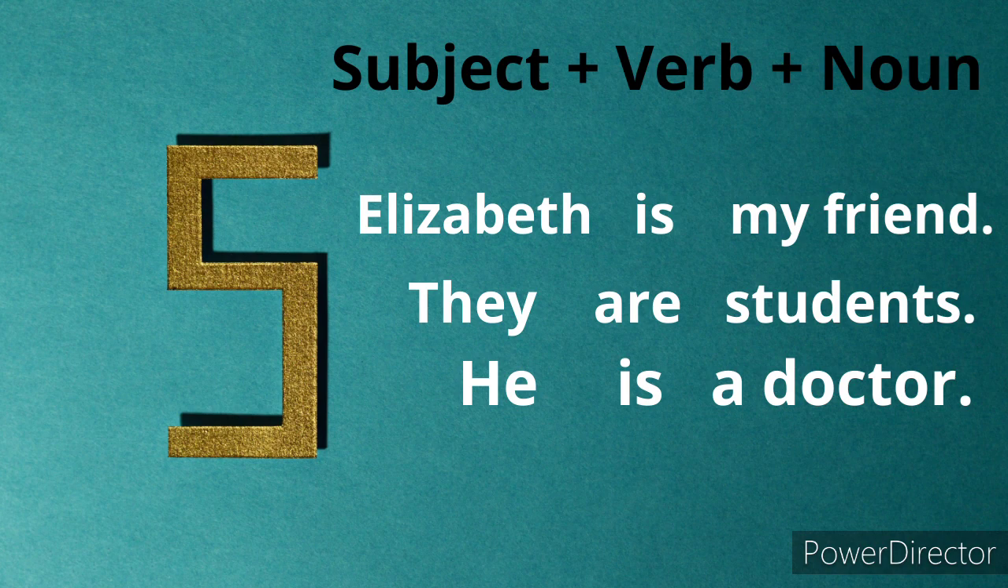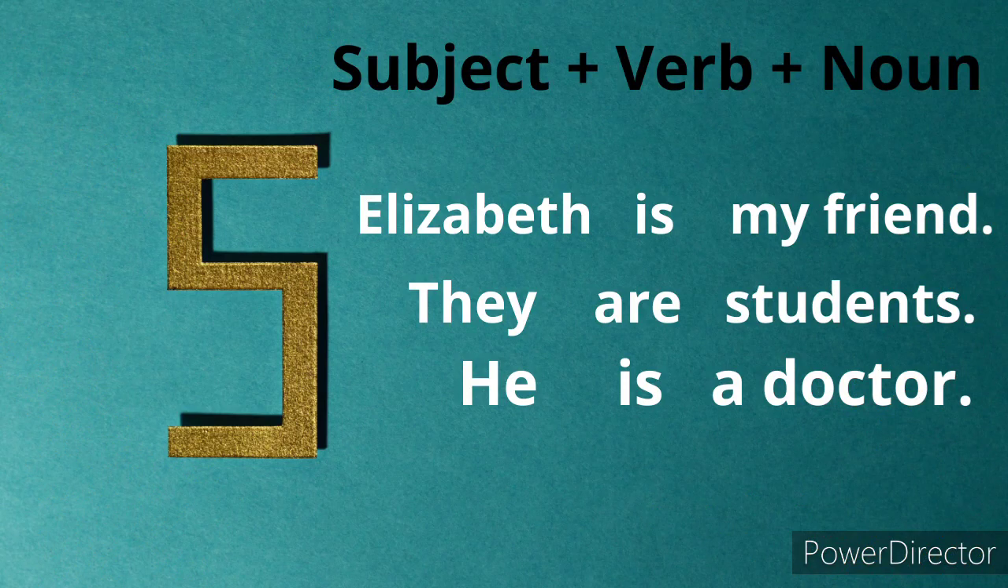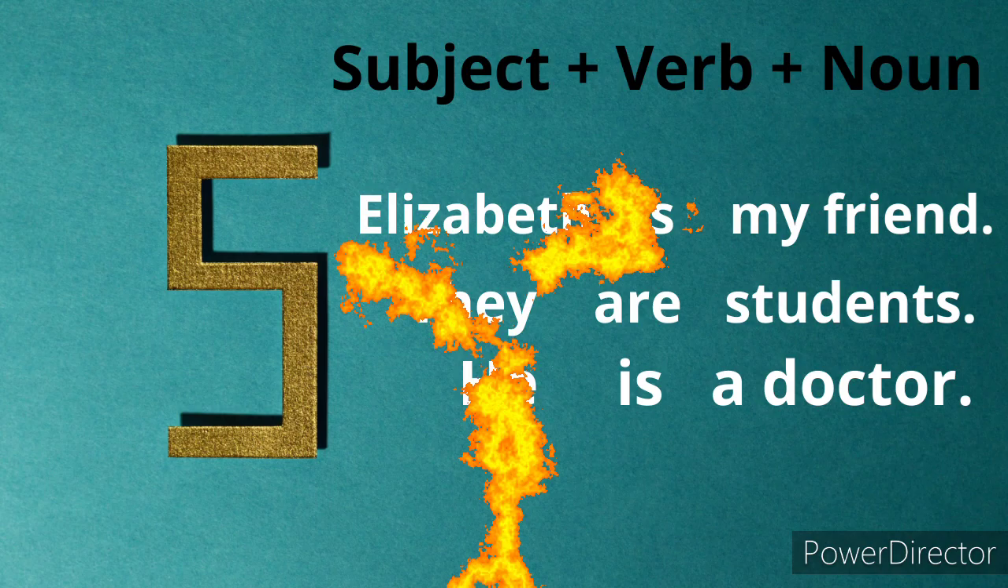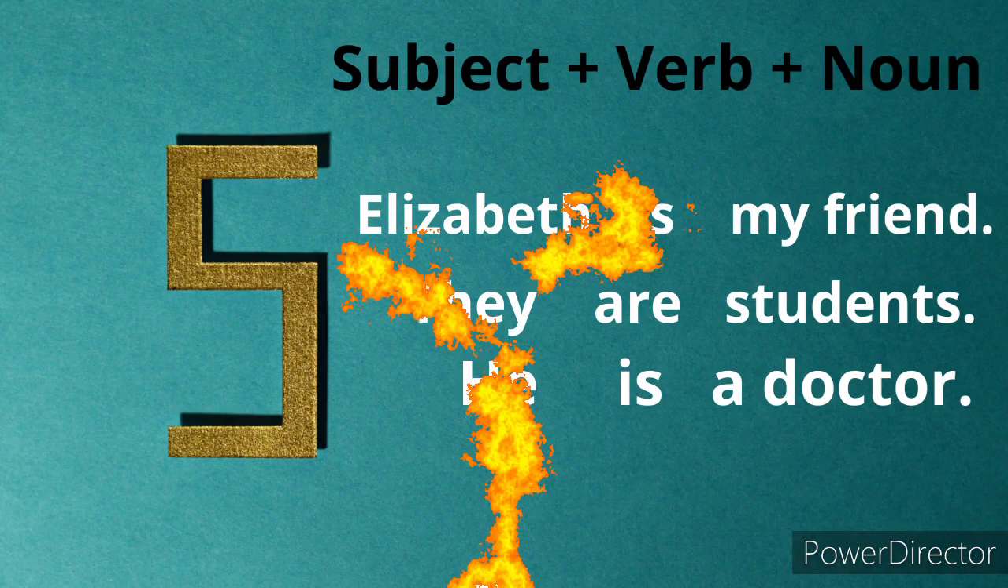First sentence, you can see that it is describing friend. Elizabeth is my friend. Let's have a look at the second sentence. They are students. This sentence is describing or telling about people. So students, right? Let's have a look at another sentence, that is he is a doctor. So again this sentence is describing a person.